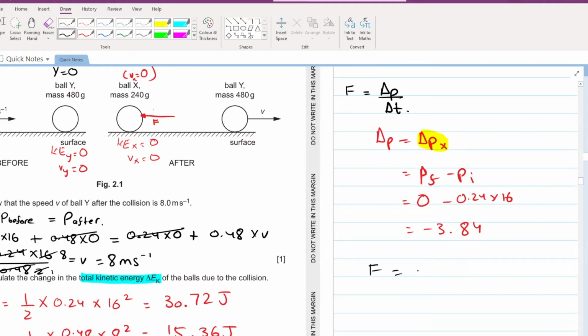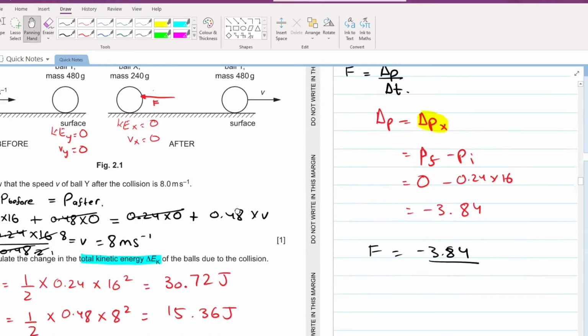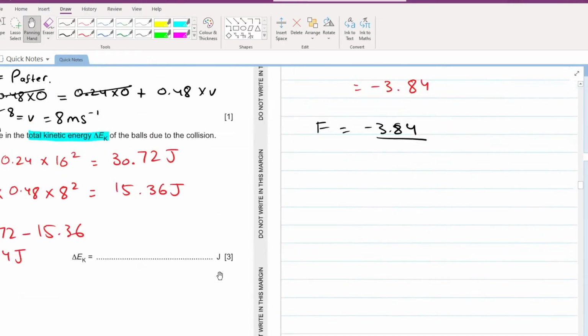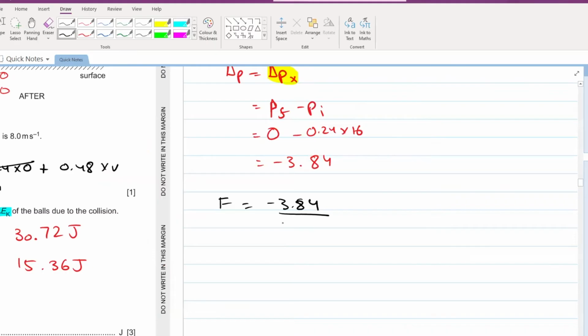Force is equal to negative 3.84 divided by the time. The time was 2 milliseconds, so let's divide it by 2 into 10 to the power of minus 3. Can you guys calculate this answer? This comes out to be 1920 newtons, and a negative sign with it.